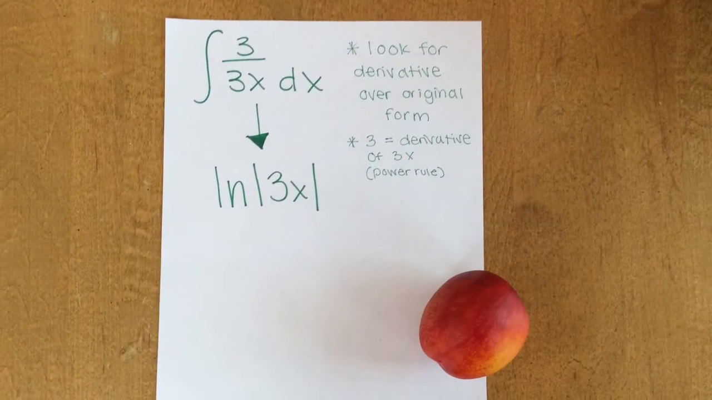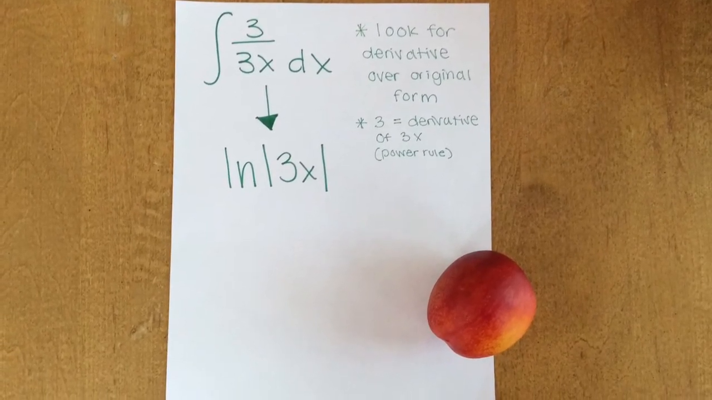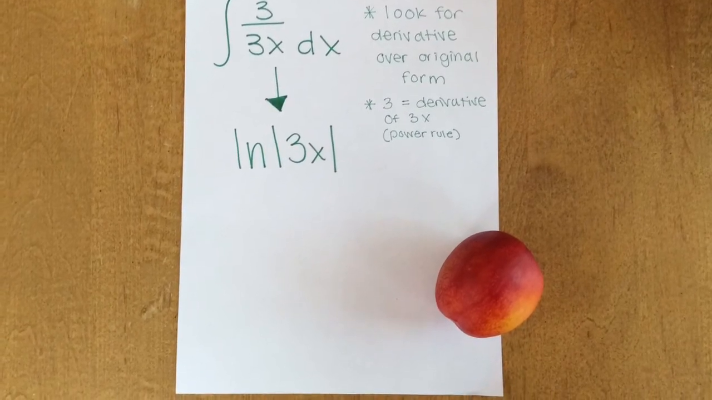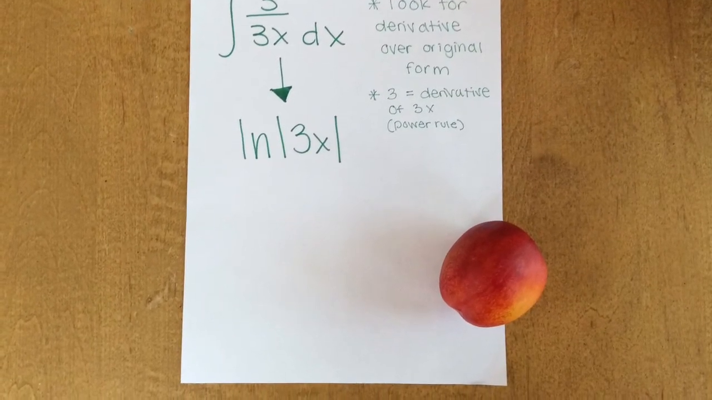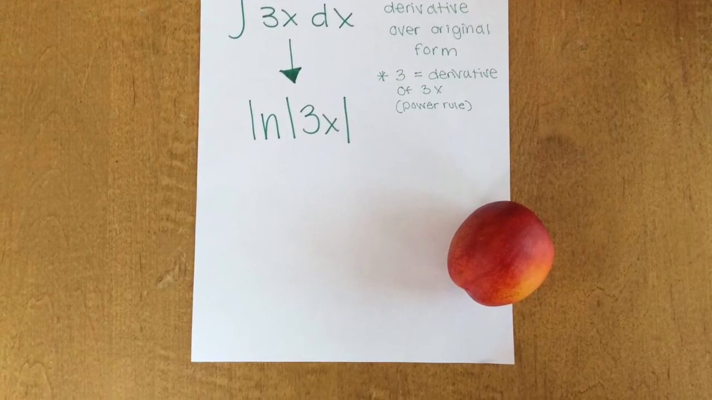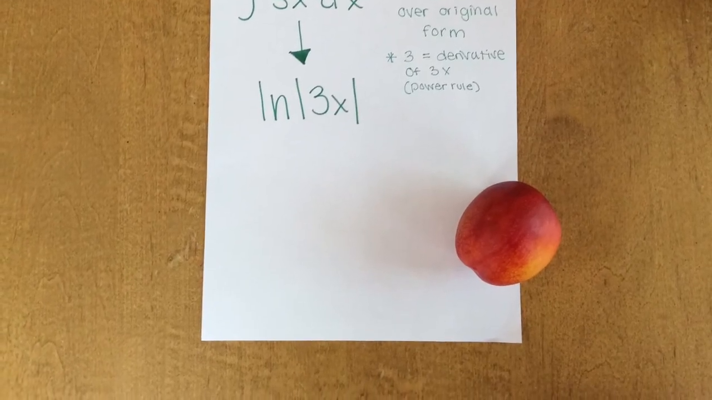So applying that to this problem, we're looking for the derivative over original form. And we can see that the derivative of the bottom, 3x, is 3, which is on top. So we have the form done perfectly. So we can just take the natural log of the bottom, which is the original function, 3x. And we forgot to write this, but there is a plus c, but that would be your final answer then.